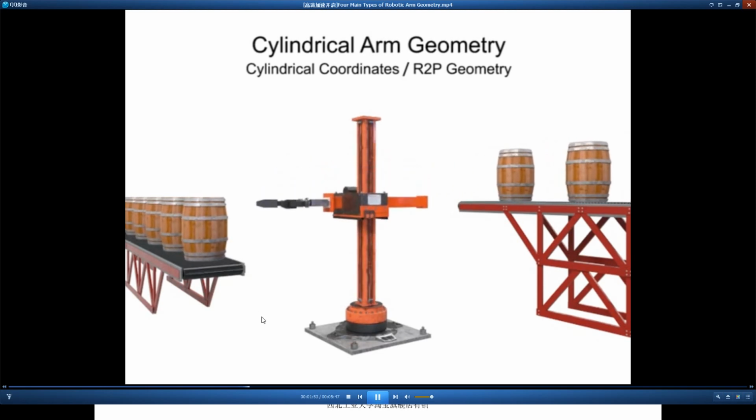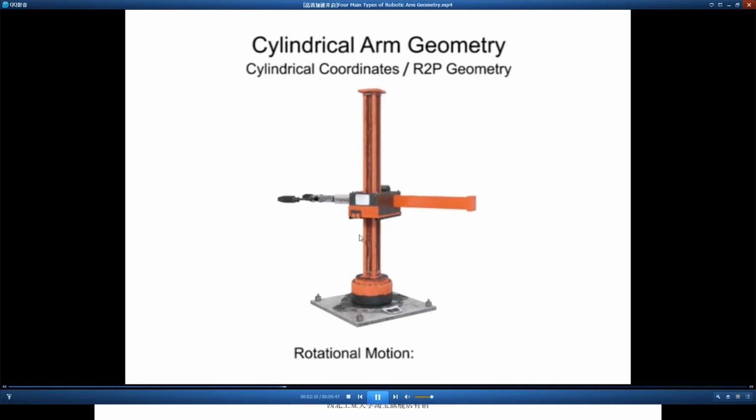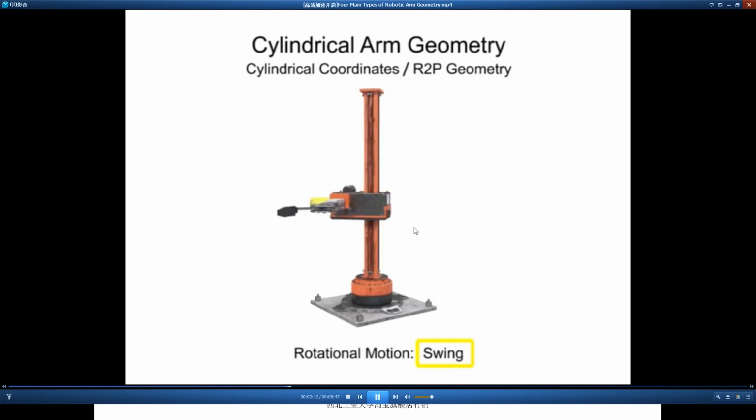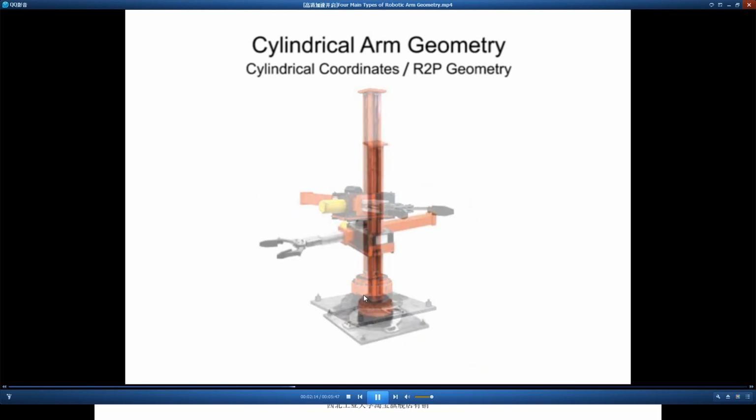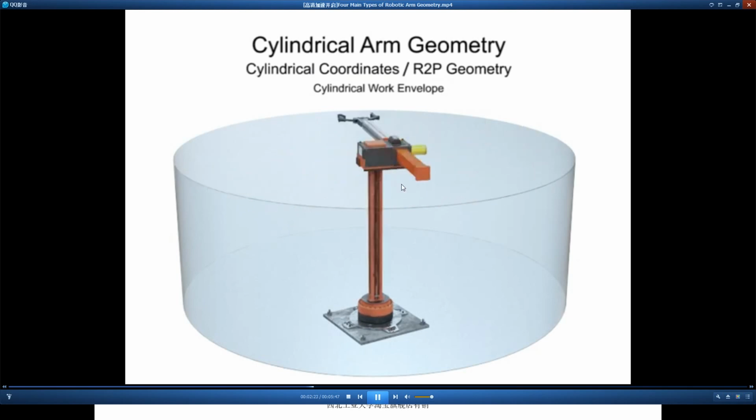Robotic arms with cylindrical geometry move linearly in two directions. Vertical linear motion is called stroke. Horizontal linear motion is called reach. And rotational motion is called swing. Cylindrical geometry robots have a cylindrical work envelope. The advantages of this type of work envelope is a robotic arm reach that is deep at both the top and bottom of the stroke.